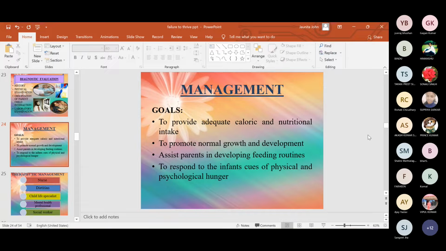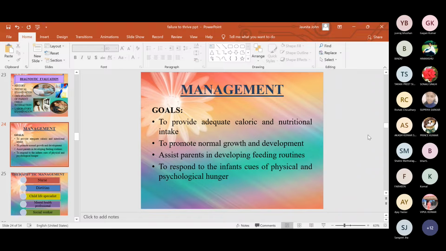Adequate calorie: न्यूट्रिशनल इंटेक जितना है उतना दे रहे हैं तो उतना इफेक्टिव है या नहीं, और इफेक्टिव है तो कितना है, यू हैव टू मॉनिटर. ग्रोथ एंड डेवलपमेंट को प्रमोट करना, हाउ यू विल बी प्रमोटिंग, बाय चेकिंग एवरी डे और एवरी सेकेंड डे. पेरेंट्स को असेस करना है इन फीडिंग और इन डेवलपिंग फीडिंग रूटीन, उनको बताना है क्या खिलाना है, कब खिलाना है, कितना क्वांटिटी में खिलाना है. और वॉट एवर इशूज आर फेस्ड बाय the particular infant, उसको cues to respond to the infant cues of physical and psychological hunger. क्यों, कैसे, किस तरीके से उनका हंगर खत्म होना है.